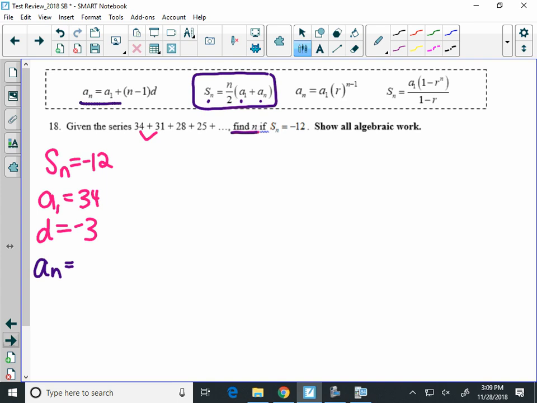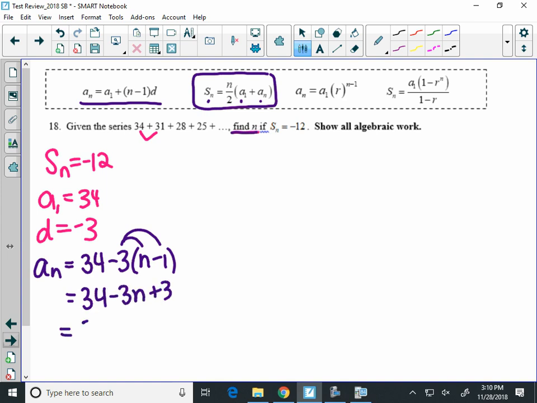So let's use the sequence formula to do that, right? So we know that the first term is 34, and we have minus the common difference times (n minus 1). Okay? Let's at least simplify that. So I know a sub n is 34 minus 3n plus 3, which is 37 minus 3n. That's going to be important for us. I know that that's what the nth term formula is. Okay, well that's as far as I can get with a sub n right now. I can't get any farther.